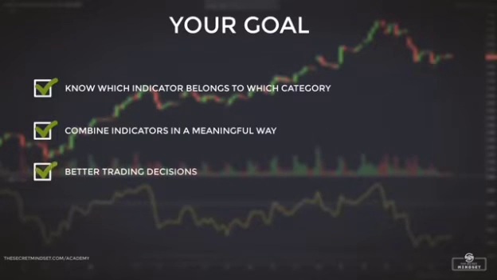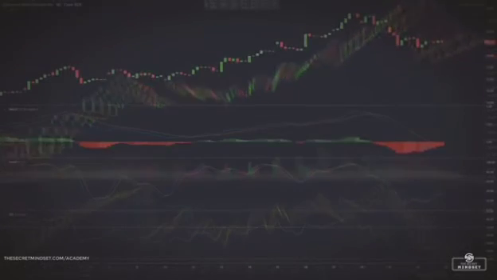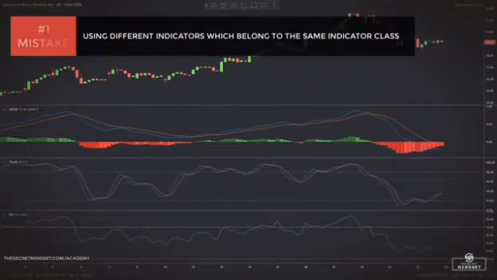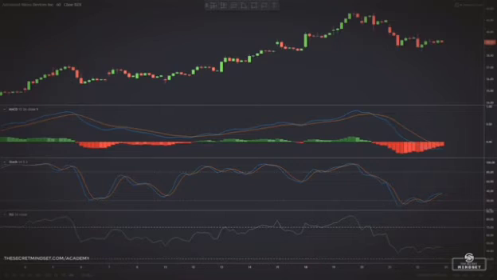What you need to realize is that while all technical indicators are useful, they each have their own set of weaknesses, and combining indicators in a wrong way can lead to a lot of confusion, wrong price interpretation, and bad trading decisions. The biggest problem with traders is the fact they use different indicators which belong to the same indicator class and then show the same information on their charts.